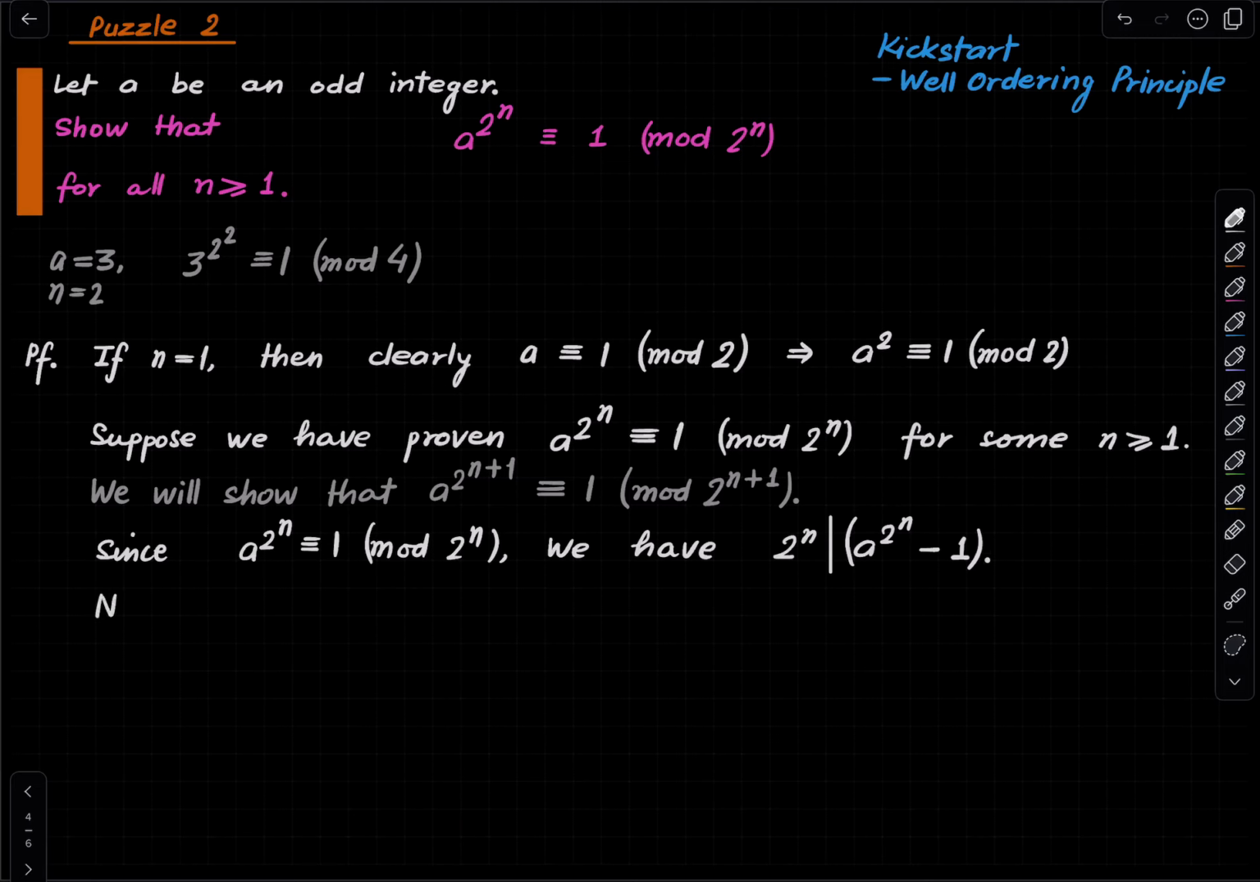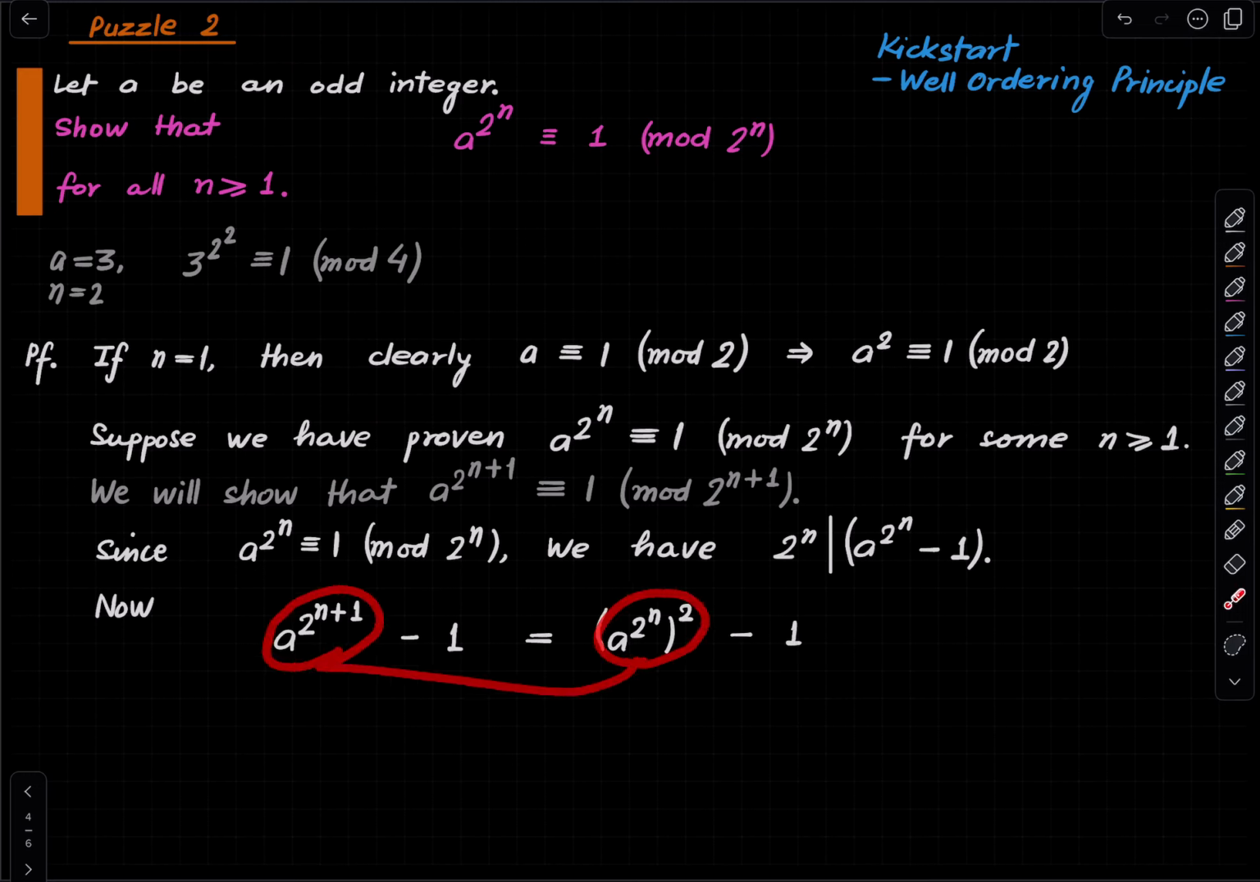Now, what do we really want to do? We want to show that this difference is divisible by that number. That's what it means to write this congruence. So this number is what we will just factorize. This is nothing but a to the power 2 to the power n whole squared minus 1. Note that this is same as that.